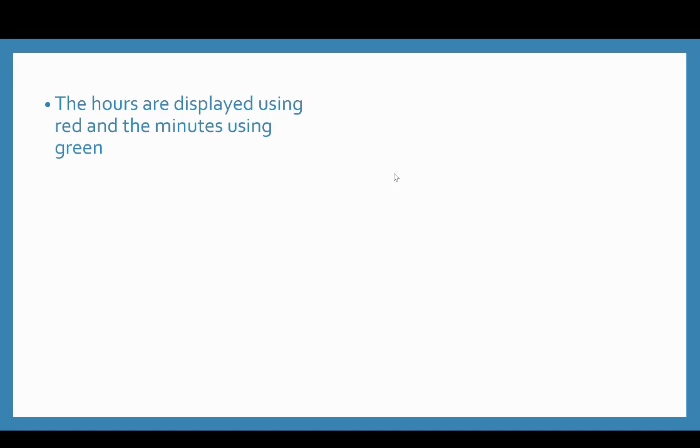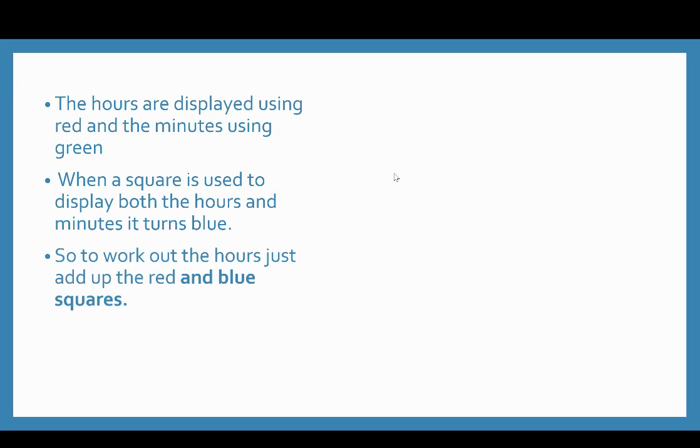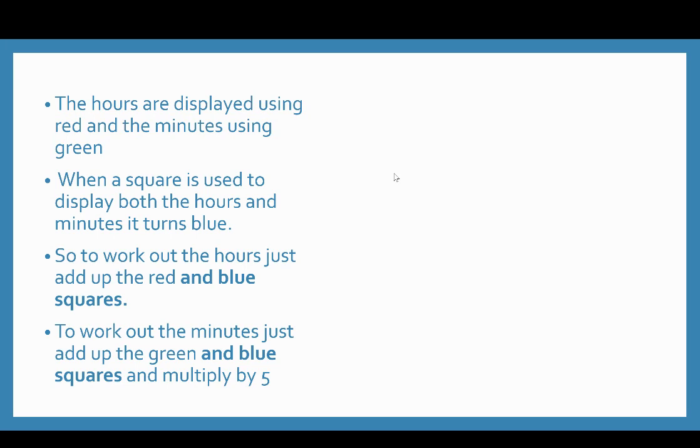Okay, so you can see even when you've been doing it a few times, I've done this presentation a few times, but not for a while, it gives you a bit of a workout mentally. Okay, so just remind ourselves of the rules. The hours are displayed using red and the minutes using green. When a square is used to display both the hours and the minutes, it turns blue. To work out the hours, just add up the red and the blue squares. To work out the minutes, add up the green and the blue squares, and remember, multiply by 5.